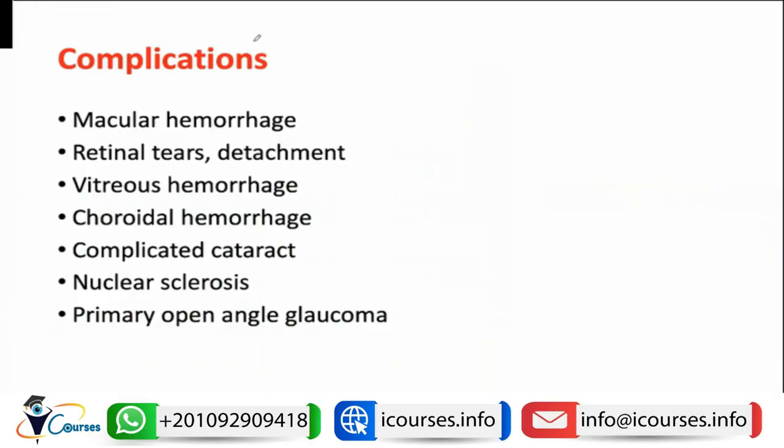The complications of myopia are mainly that it can cause macular hemorrhage, as we said, that will heal by Fuchs spot. It can cause retinal tears and detachment, vitreous hemorrhage, choroidal hemorrhage, complicated cataract, nuclear sclerosis, and primary open-angle glaucoma. So these are some clinical information that are beyond the scope of the basic science test, but just for your information.